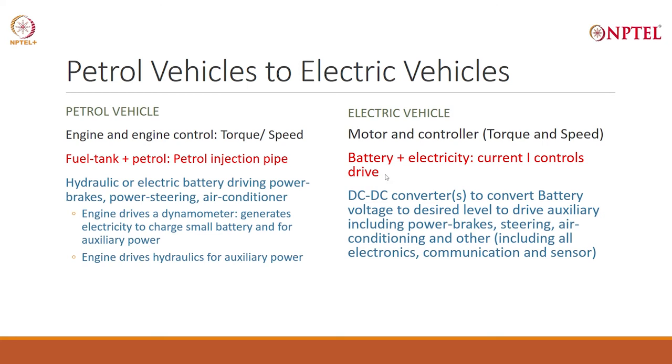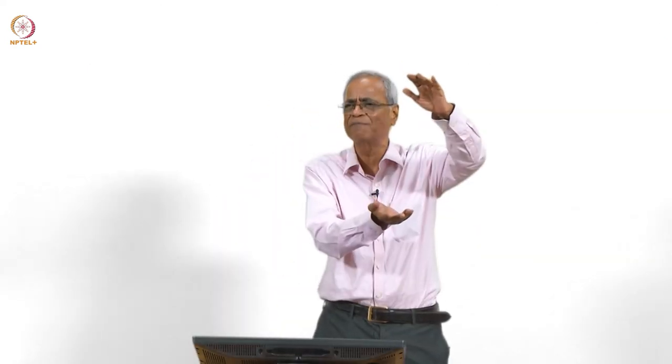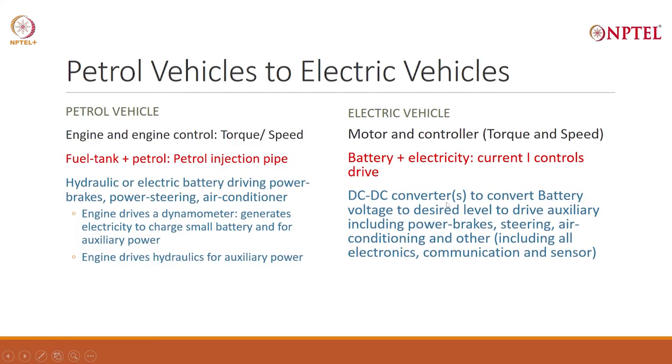In an electric vehicle, you do not need any hydraulics. You already have electricity. You already have a battery. Except the battery may be at some voltage, and the devices may need some other voltage. So, you will need a DC-DC converter to convert battery voltage to the desired level to drive auxiliaries, including power brakes, steering, air conditioning, including electronics, communication, and sensors. So, you need DC-DC converters. It depends on what the battery voltage is, and then the converters. That is one change.